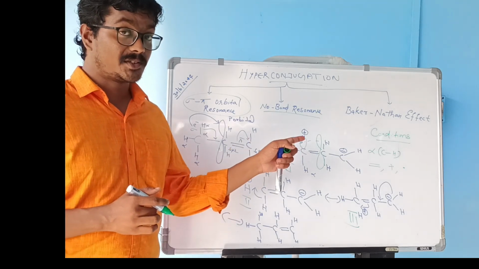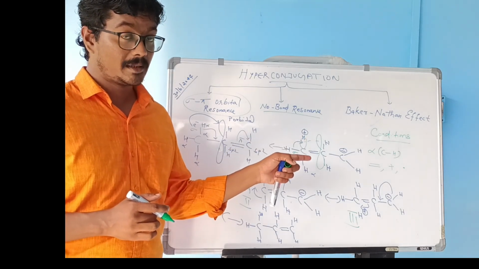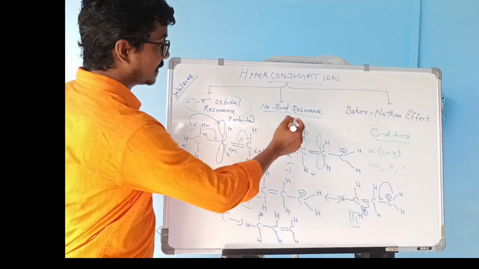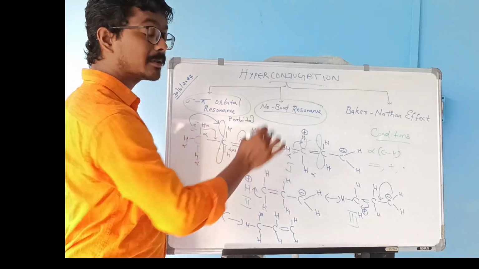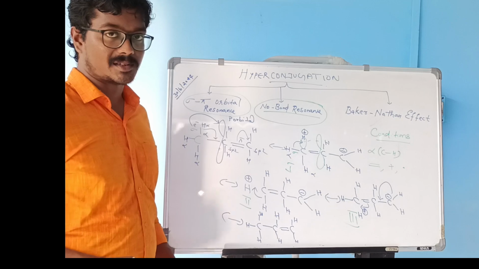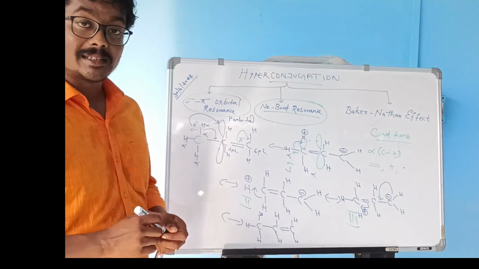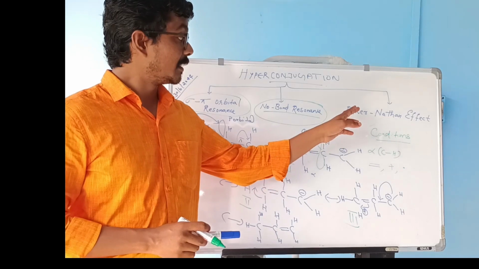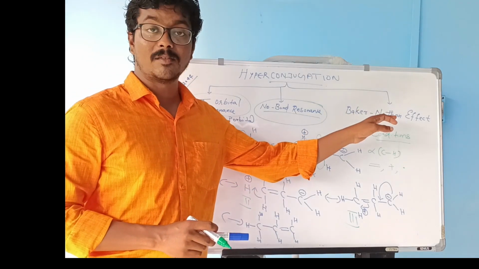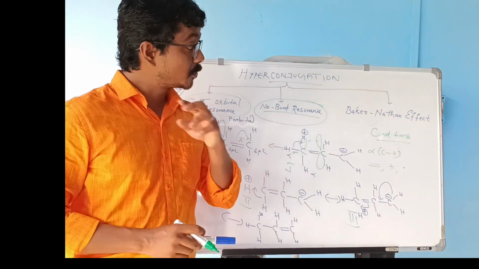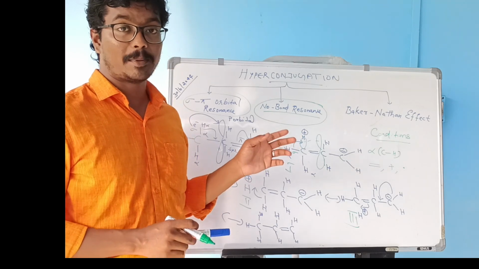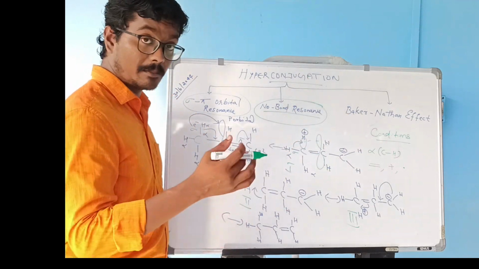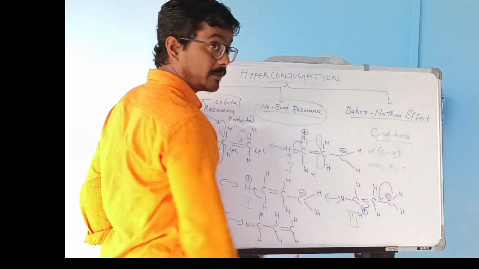But this hydrogen is not free to move anywhere because it is bonded with that p orbital. Okay, this is the reason why we call hyperconjugation also known as no bond resonance. And the scientists who discovered hyperconjugation, the William Baker and Wilfred Nathan. These are the two scientists who discovered hyperconjugation. So hence hyperconjugation is also called by the name Baker-Nathan effect.